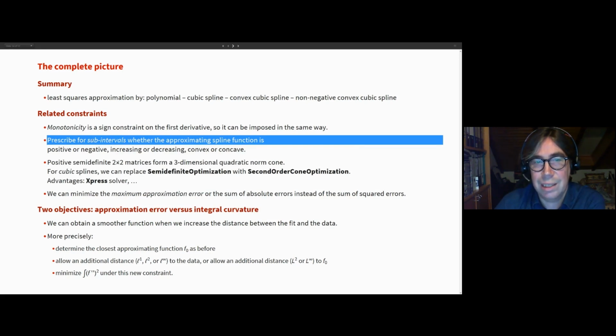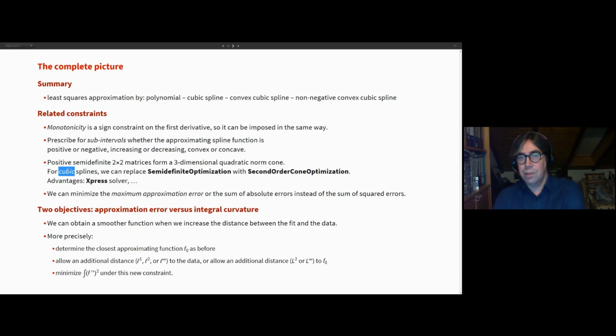Another interesting thing is that in low dimensions, positive semi-definite 2x2 matrices are actually the ice cream cone from the title picture. So we can use second order cone optimization, which is a bit more specialized and allows us to use more solvers, maybe manipulate the problem in a more explicit way, things like that. We could also replace the sum of squared errors with the maximum approximation error or the sum of absolute errors. It's all straightforward in the same framework.